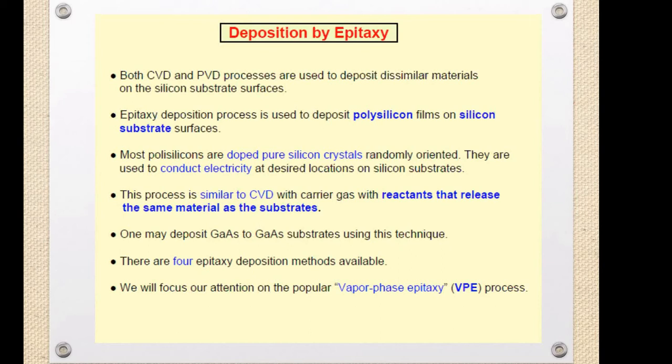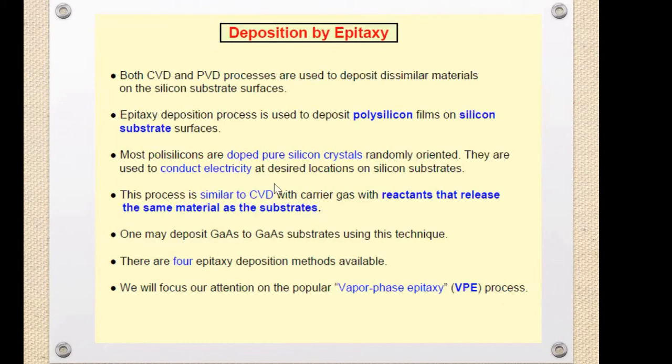Basically there are a number of methods of epitaxy. Both CVD, that is chemical vapor deposition, and physical vapor deposition processes are used to deposit dissimilar materials on the silicon substrate, but epitaxy is used to deposit polysilicon or single crystal silicon films on a silicon substrate surface. Most polysilicons are doped pure silicon crystals that are randomly oriented. They are used to conduct electricity at desired locations on the silicon substrate.